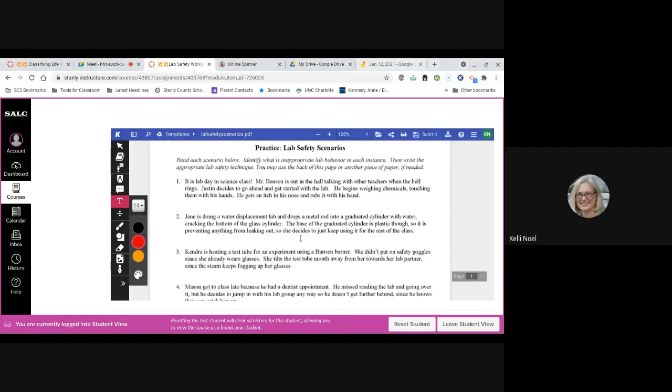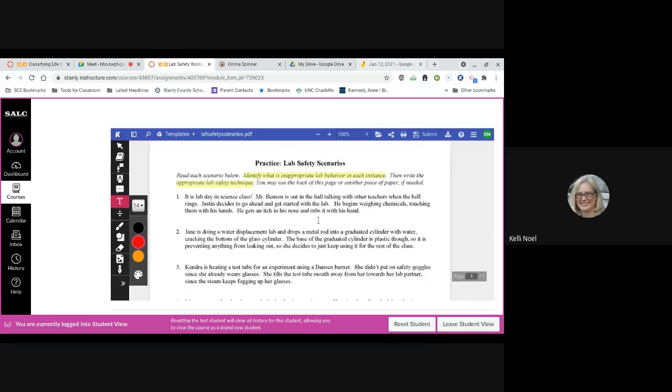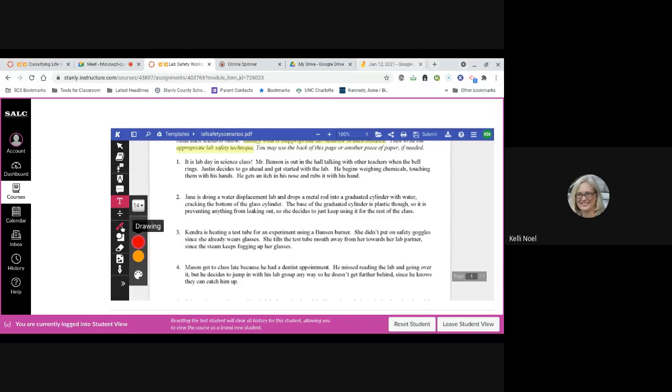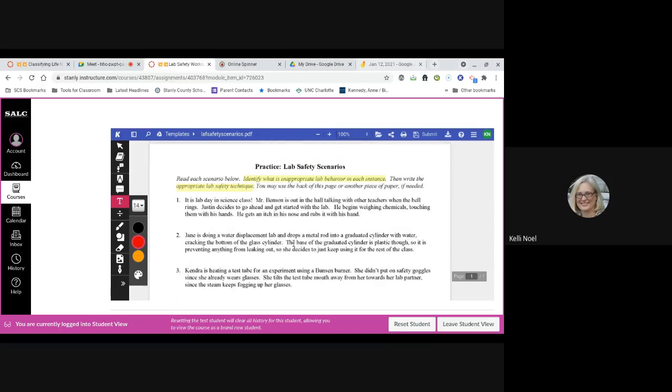Here are different lab scenarios. So you're going to go through, and if you look at the directions, it says identify what is inappropriate lab behavior. So what is it they're doing wrong? And then tell me how they should do it correctly. All right, and so again, you're going to get a text box, you click, and you'll type that in. You can use the highlighter or the drawing tool to underline or highlight as you read it if you want. So you're going to do those.